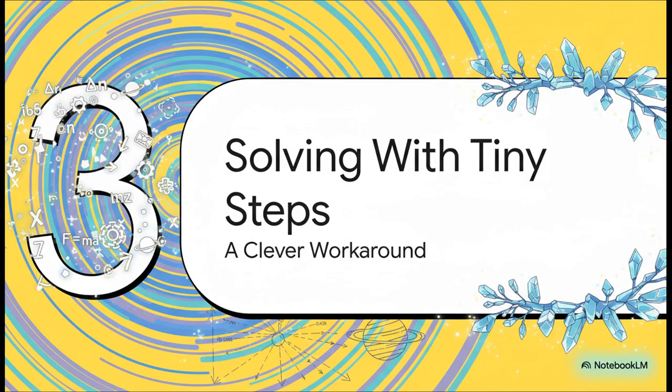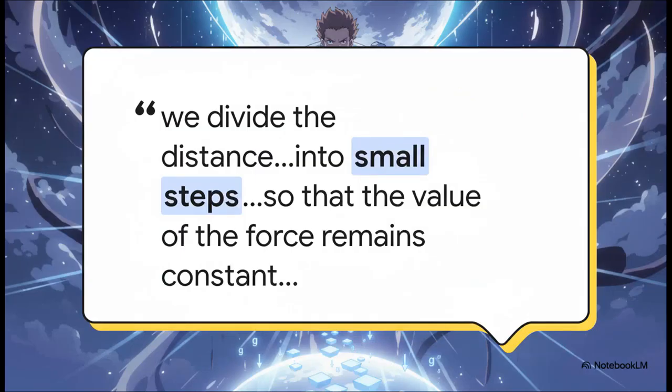So what's the solution? Well, physicists came up with an incredibly elegant method. It's one of those ideas that's just so brilliant because it takes a seemingly impossible problem and makes it, well, almost easy. The big idea is this. Instead of trying to calculate the entire journey all at once, you break it down into millions of tiny, manageable steps. And for each of those microscopic little steps, the force of gravity barely changes at all. It's pretty much constant. And if it's constant, we can use our simple rules to calculate the work done.